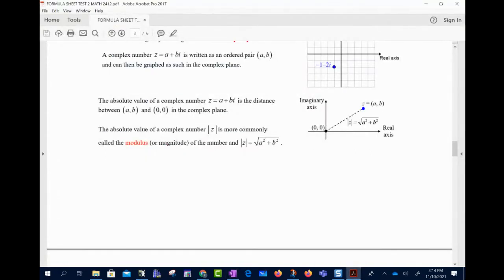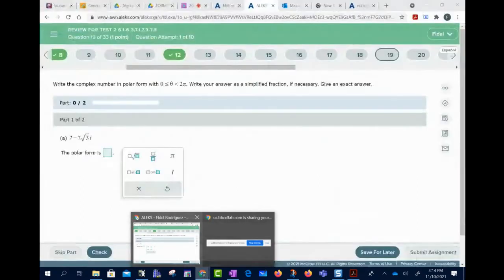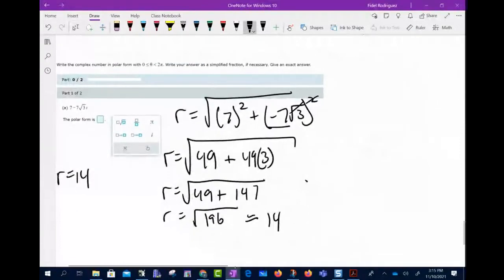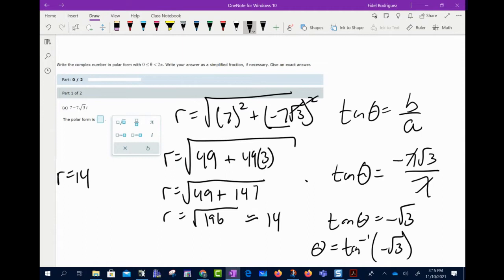Okay, I'm going to come back to my formula sheet, y'all. And let's see. We're going to write z equals r cosine theta plus i sine theta. And how do we find our theta? It's going to be the tangent of b over a. So the tangent of theta is equal to b over a. So the tangent of my angle is b, which is a negative 7 square root of 3, over a, which is 7. So this is going to cancel with that. That is a negative square root of 3. Okay. So theta is the tangent inverse of the negative square root of 3.